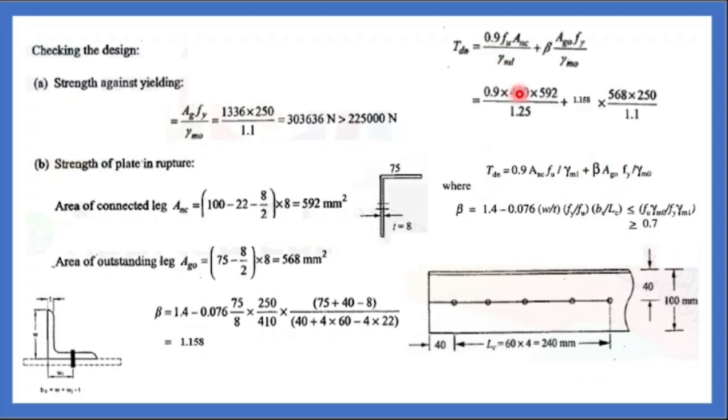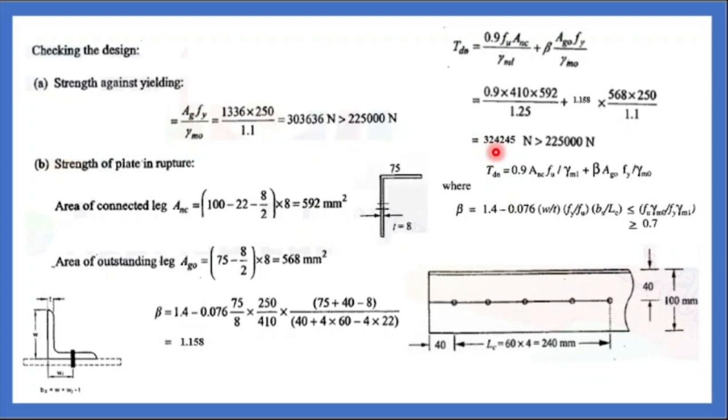Now you substitute this beta here and you will get Tdn. 0.9, Fu is 410, Anc is 592. Even here, the area of the connected leg divided by gamma m1 is 1.25, beta is 1.158 into 568 outstanding leg, Fy is 250 by 1.1. That gives 324245 Newton, 3,24,245 Newton. The rupture strength is greater than the applied force. Applied force is 2,25,000, rupture strength is 3,24,000. Now it is safe in rupture also.